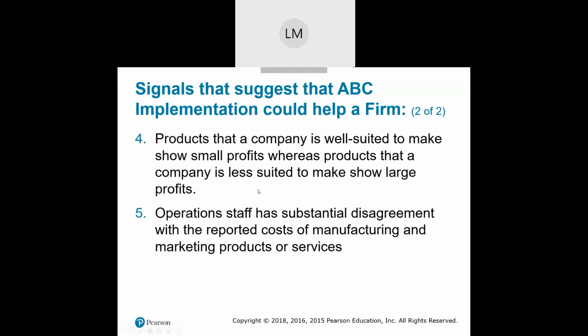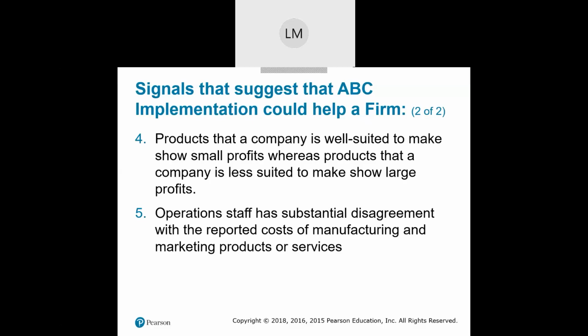Products that our company is well suited to make show very small profits, where products that we're less suited to make show large profits.